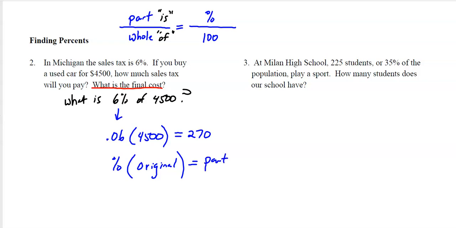This would be the part, and this would be the whole amount, or the total. Now, if you want to get the final cost, like if you just want to cut right to here, there's a neat little trick where you're just going to add a 1 in front of that 0.06. And if you do that, so let's say that I had the car for $4,500.